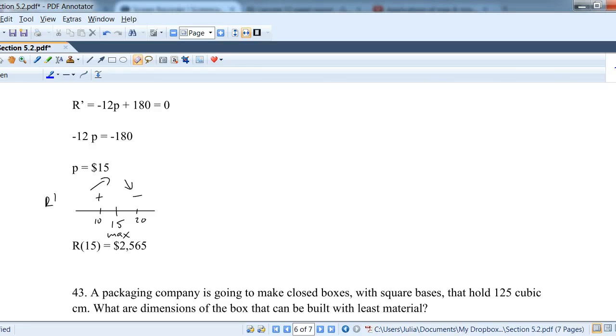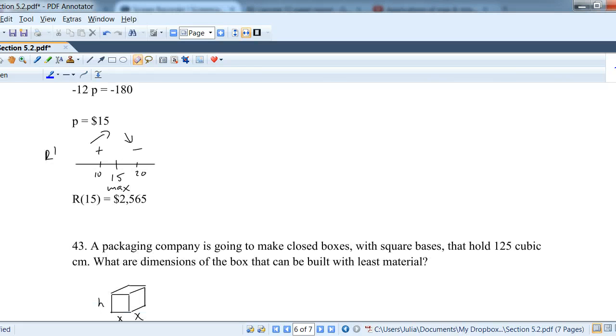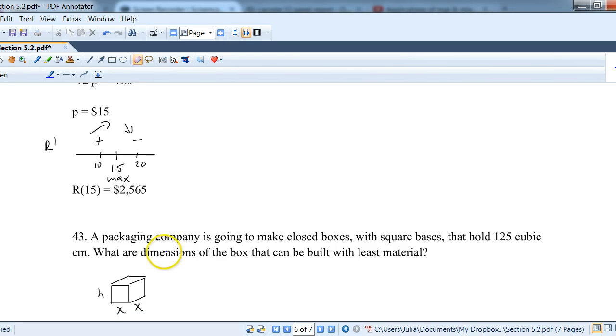And that's it for that problem. Now I want to do a couple more volume problems in this section. Let's say a packaging company is going to make closed boxes with square bases that hold 125 cubic centimeters. What are the dimensions of the box that can be built with the least material? So again, it helps to draw a little picture. I drew a little cube.